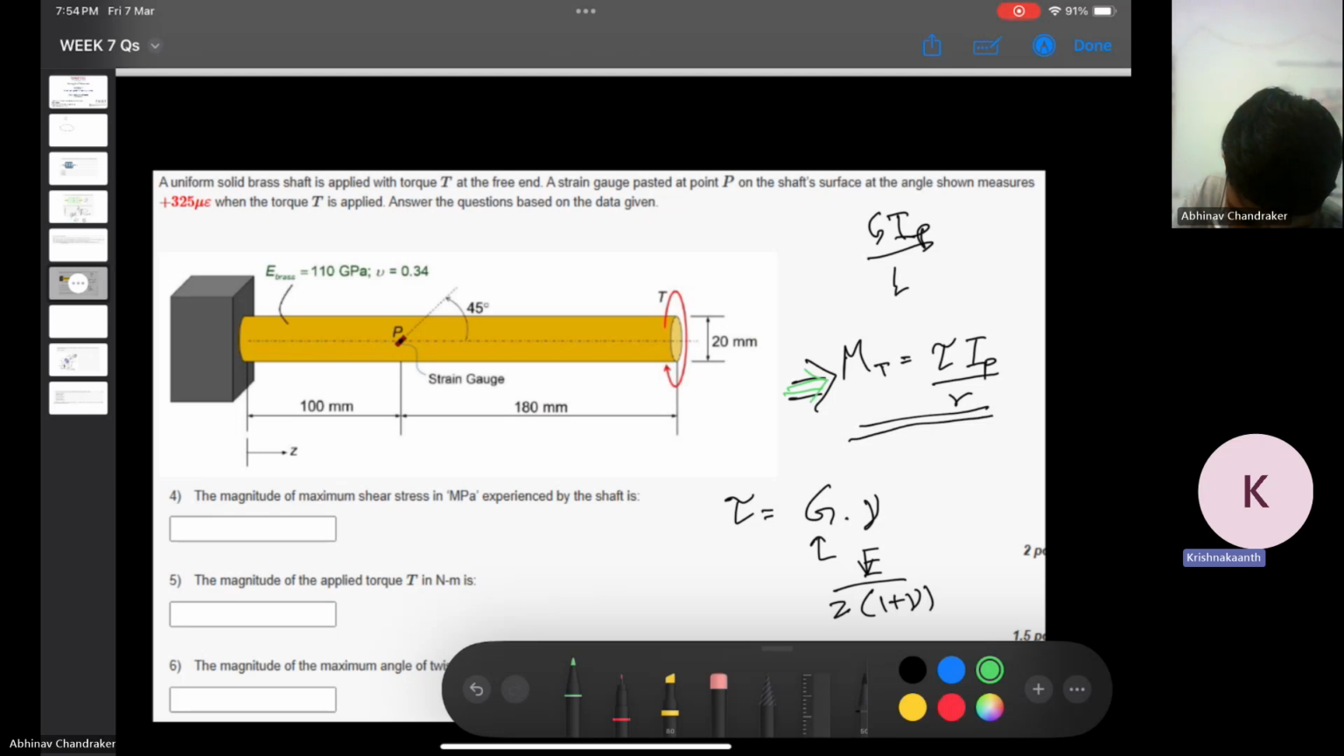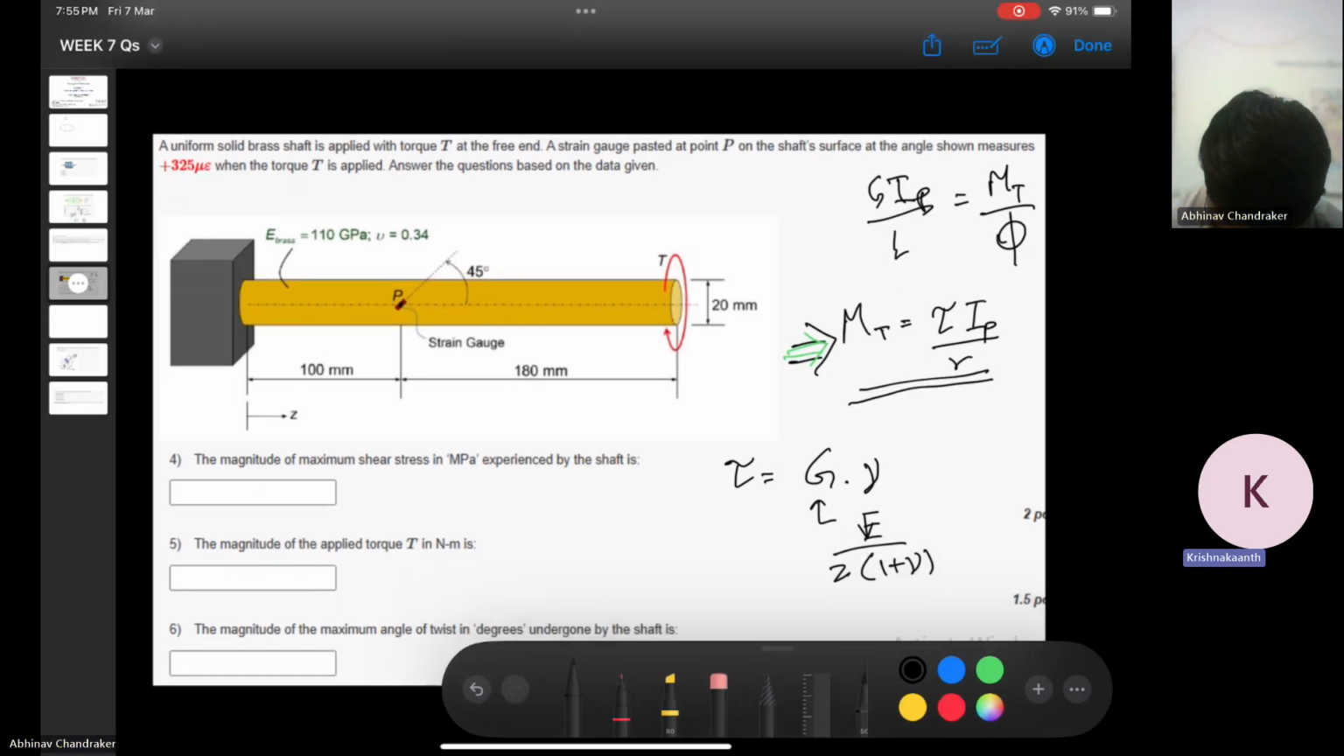So we have the torsion equation stating that Mt by Ip equals to tau by R equals to G phi by L. Sir told this equation is very important to remember. So okay, maybe I didn't notice that. So Mt here is equal to tau into Ip, G phi by L. Mt by Ip equals to tau by R equals to G phi by L. Makes sense.